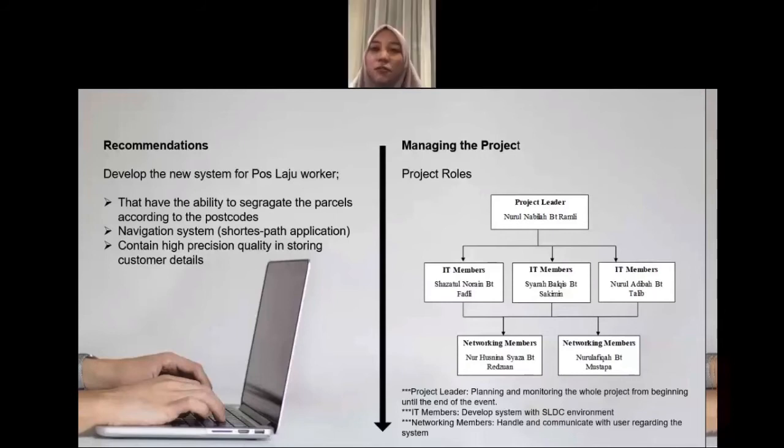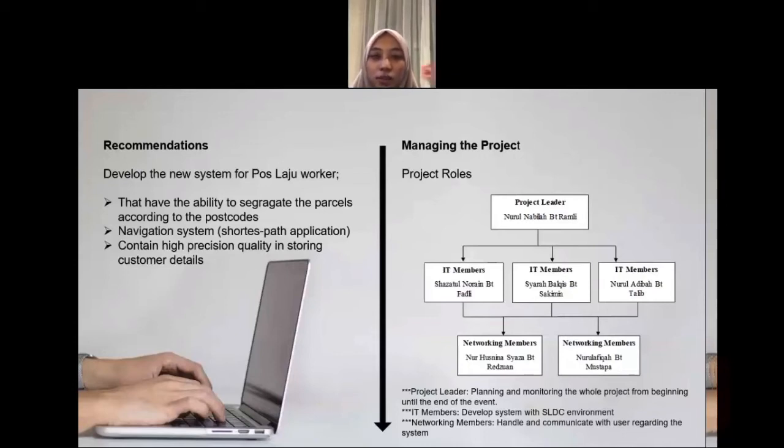So here are a few recommendations for developing the new system for the POS LAJU workers. The first one is that in this system we have the ability to segregate the parcels according to the postcodes. Secondly, we will be using the navigation system, where we apply the shortest path application. And thirdly, this new system contains high precision quality in storing customer details.